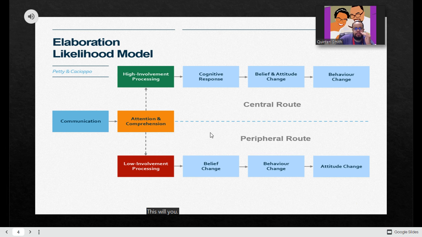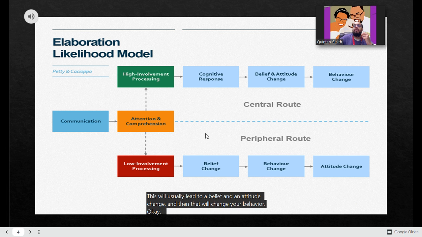This will usually lead to a belief and an attitude change, and then that will change your behavior. Okay, so think about, like, maybe you go to a speech about health, or a speech about patriotism, or a speech about getting your grades up. You will have a cognitive response thinking about that. It will change a belief and an attitude, and then you are more likely to change your behavior based off of that.